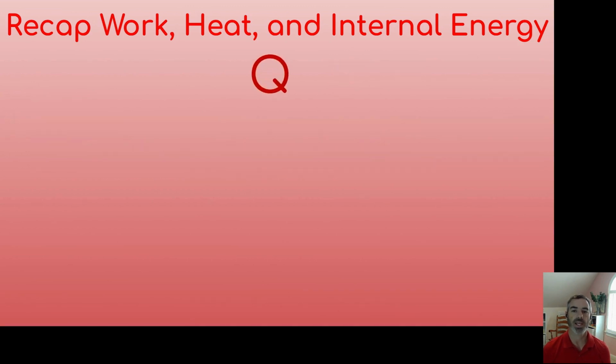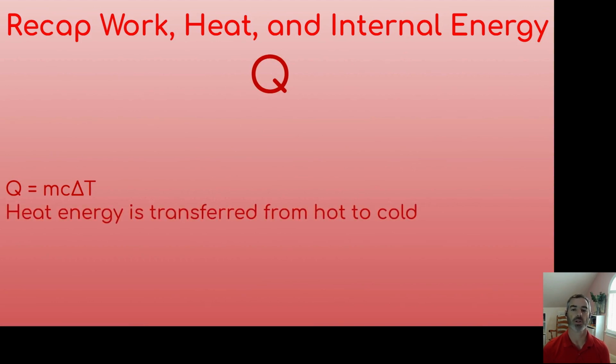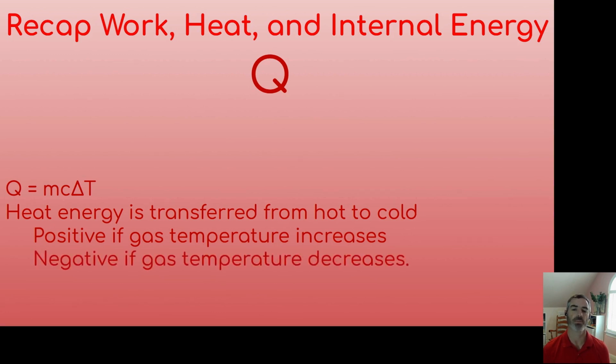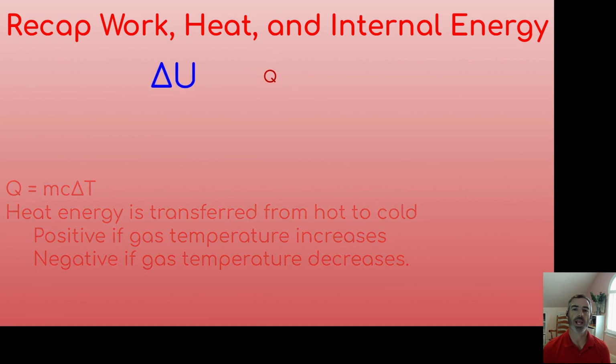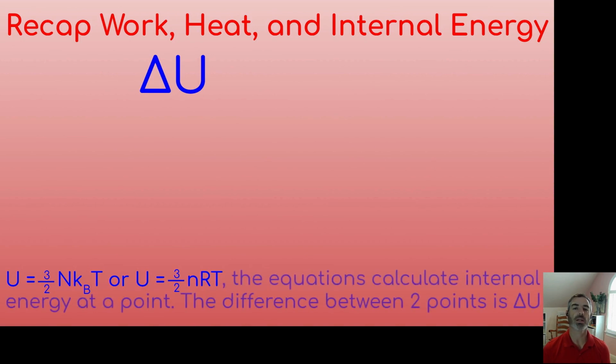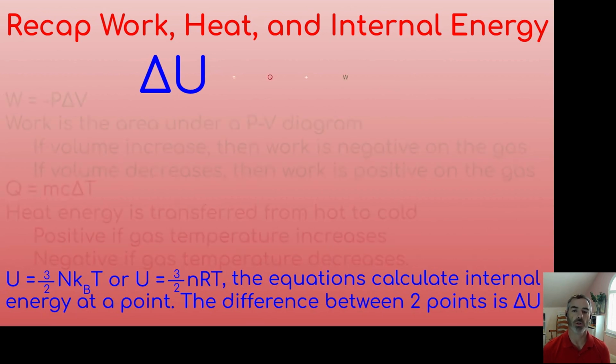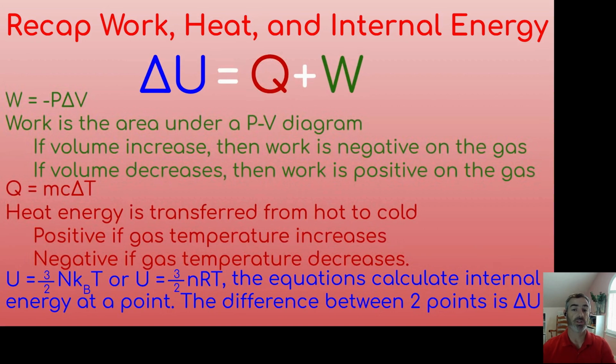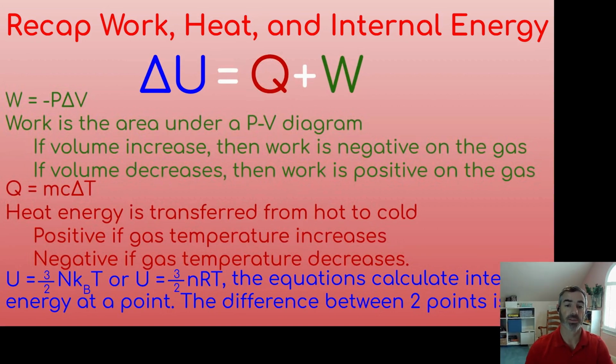Now heat we learned we can calculate by Q is equal to m times c times delta T, where c is the specific heat of a substance, and heat energy is transferred from hot to cold. It's positive if the gas temperature increases, it's negative if the gas temperature decreases. And then we learned about calculating the change in internal energy with these two equations. The equations will calculate the internal energy at one point, and then the difference would just be the difference of those 2 points to calculate delta U. So these are how you calculate each of the individual values using the first law of thermodynamics.